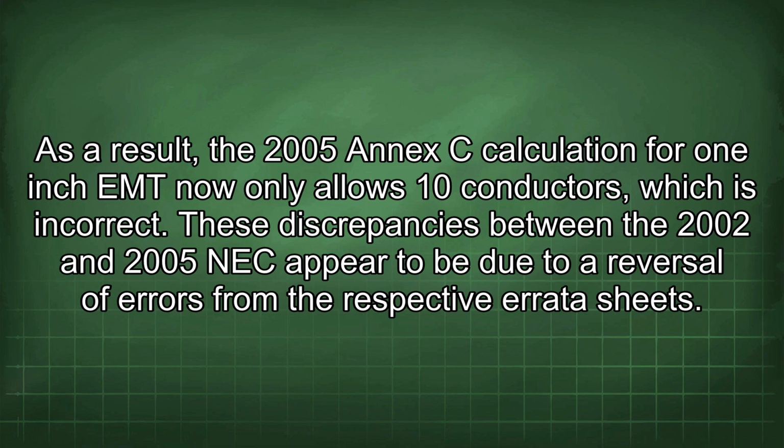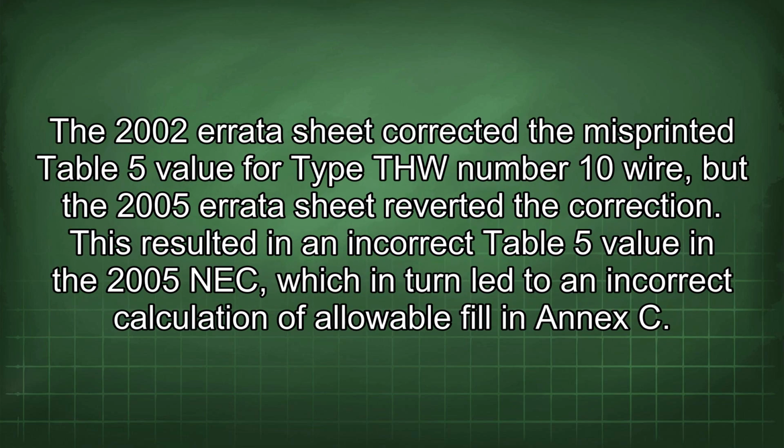These discrepancies between the 2002 and 2005 NEC appear to be due to a reversal of errors from the respective errata sheets. The 2002 errata sheet corrected the misprinted Table 5 value for type THW number 10 wire, but the 2005 errata sheet reverted the correction. This resulted in an incorrect Table 5 value in the 2005 NEC, which in turn led to an incorrect calculation of allowable fill in Annex C.